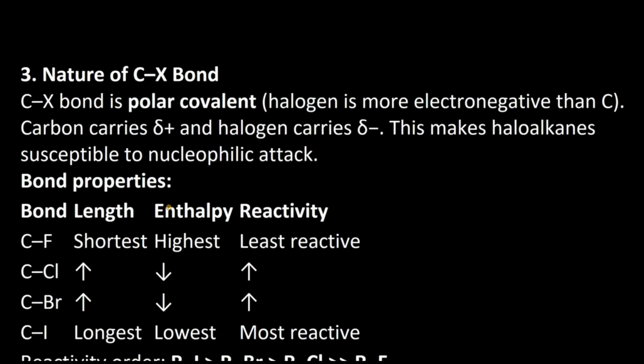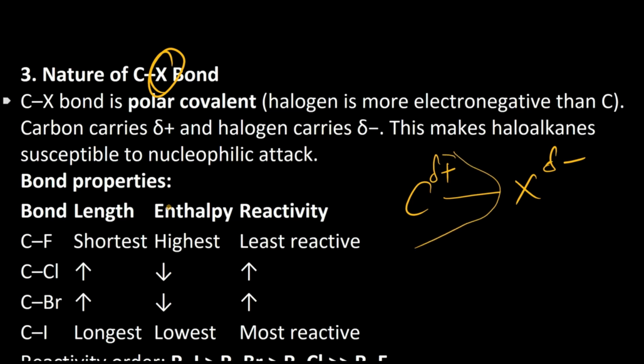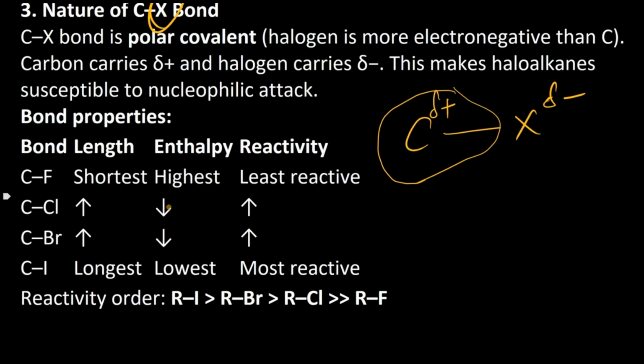And the nature of the C-X bond. The C-X bond is a polar covalent bond because X is an electronegative atom. Right. So X will carry a negative charge and carbon will carry a positive charge. So what will happen? The electron cloud moves towards the halogens. Due to that, the bond length is shorter for the more electronegative atom, and bond enthalpy will be highest, and it will be least reactive. And from chloro to bromo to iodo, the bond enthalpy decreases eventually. In the reactivity order, RI will be more reactive than RBr, RCl and RF.